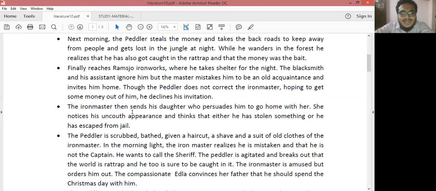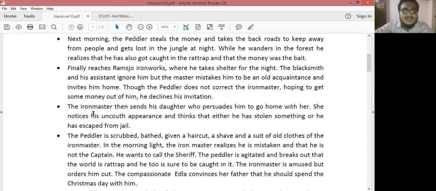The iron master then sends his daughter, who persuades him to go home with her. So I have said to students earlier, the girls can easily convince the opposite gender. So here the male was convinced easily by the girl.